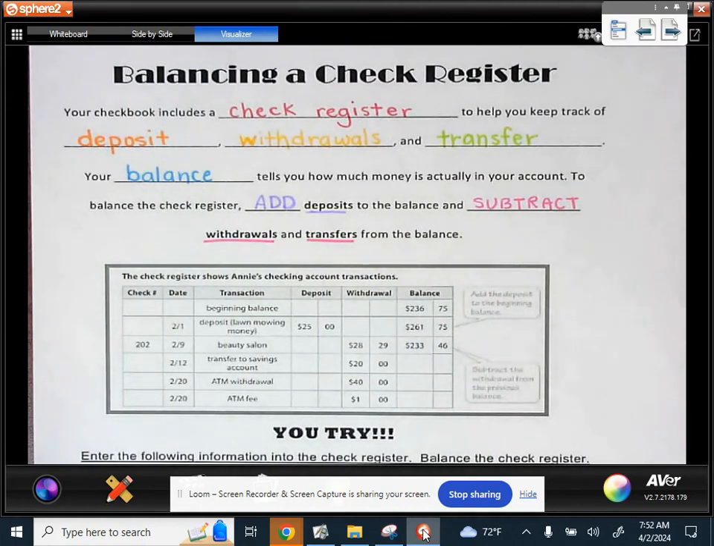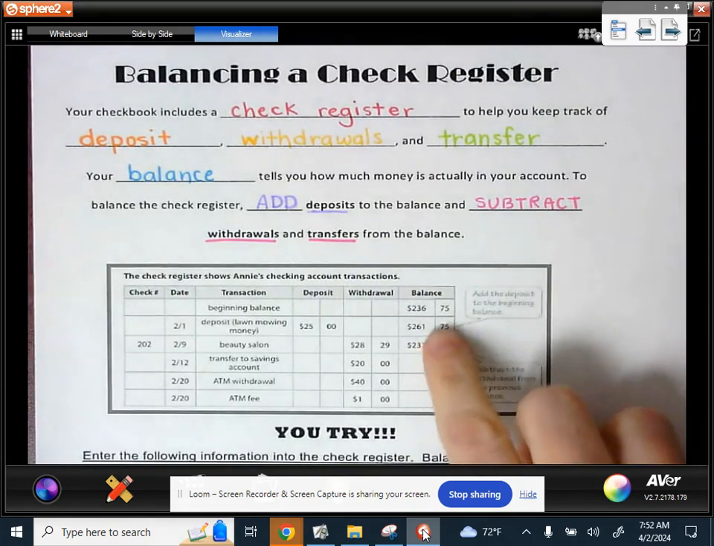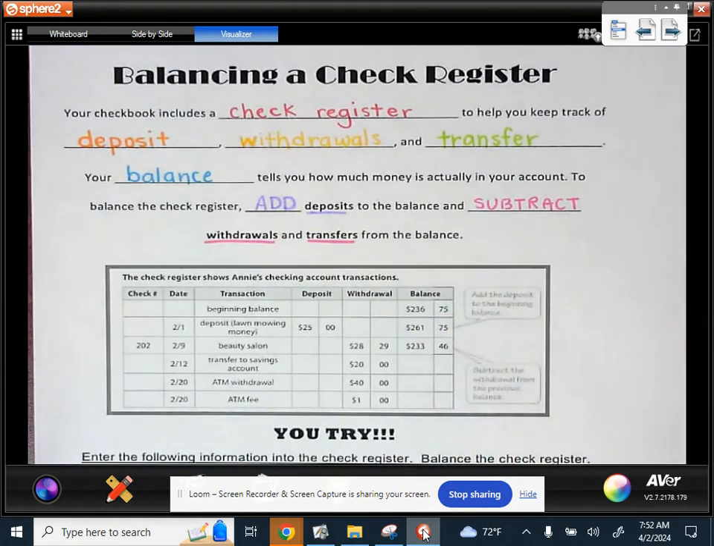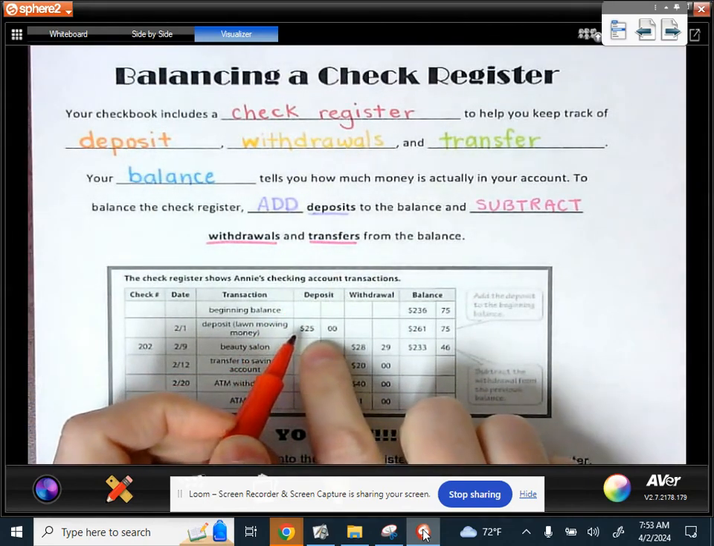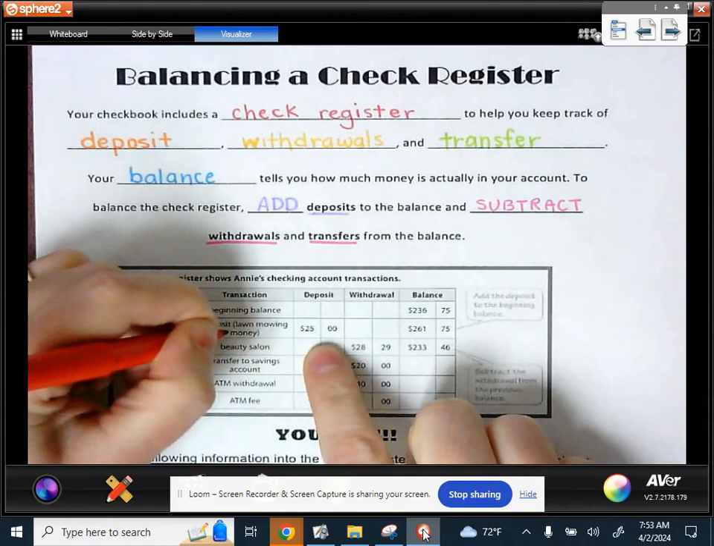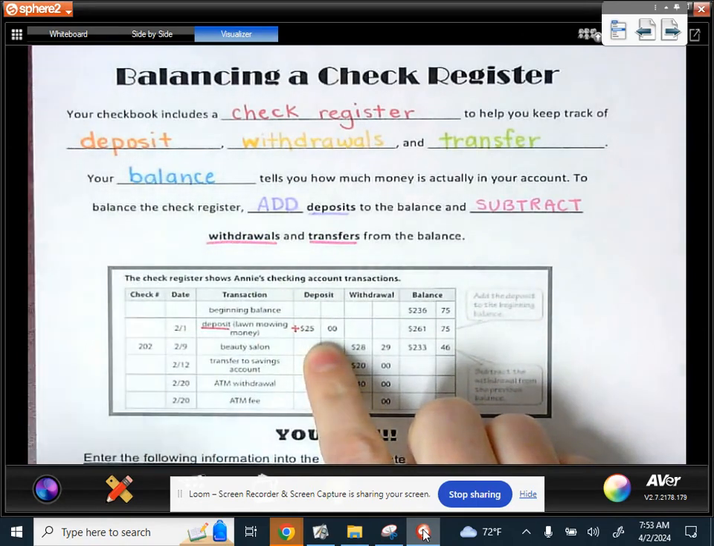So here we have an example of a check register. The person had $236.75 to begin with. Sometimes check registers split up the dollars and cents like that. So that's how much the person had to begin with. And then they deposited some lawn mowing money. If it's a deposit, it goes in the deposit column. And like I mentioned, any deposits get added.